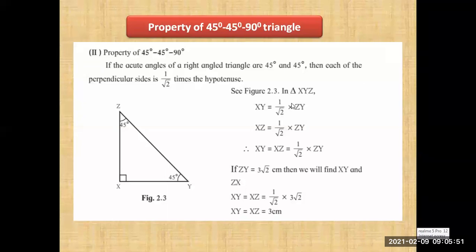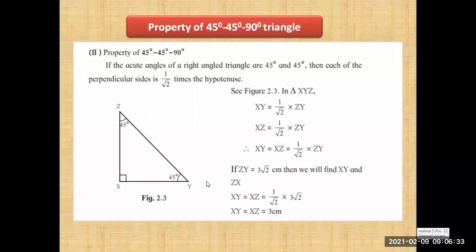So from the figure we can write in triangle XYZ, angle X is equal to 90 degrees and these two angles are equal to 45 degrees. So XY is equal to 1 by root 2 times the hypotenuse. Here the hypotenuse is ZY or you can also write YZ. Similarly, the second perpendicular side, that is XZ, is equal to 1 by root 2 times ZY. So in a 45, 45, 90 degree triangle, both perpendicular sides are equal to 1 by root 2 times the hypotenuse.